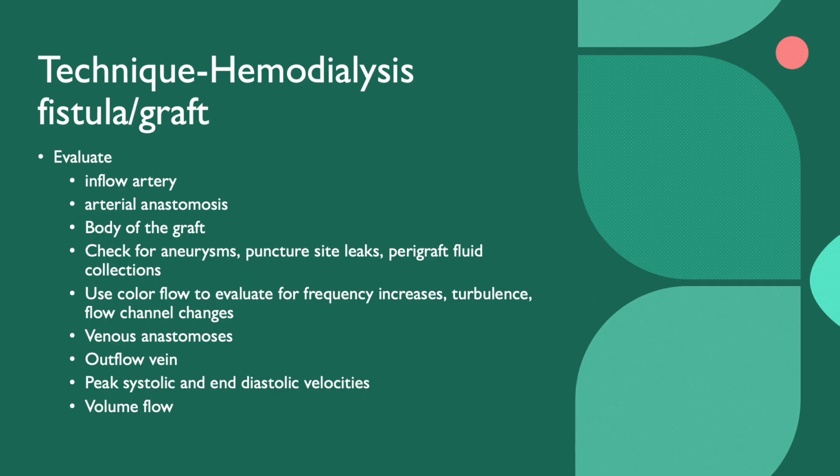Then you will evaluate the graft, check for any aneurysms, puncture sites, fluid. We check for high velocities, turbulence. Then at the end, you'll have another anastomosis, the venous anastomosis, and then the outflow vein. Okay. Volume flow is really the main thing that the doctor is going to want to know. That's going to give you the rate of the volume flow going through the fistula, and that will indicate if the patient will be able to have a successful dialysis session.